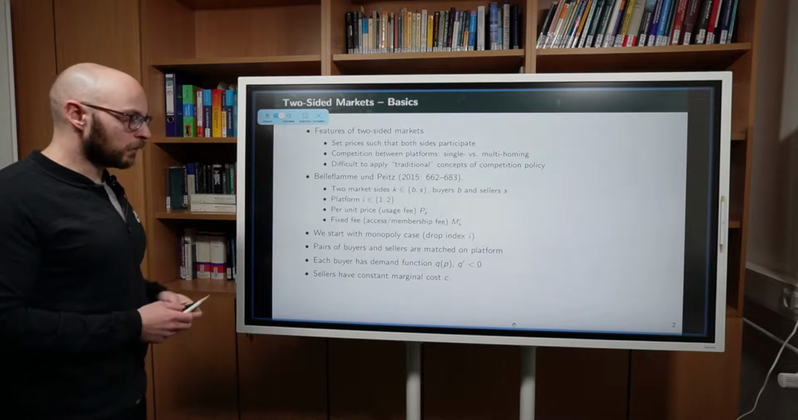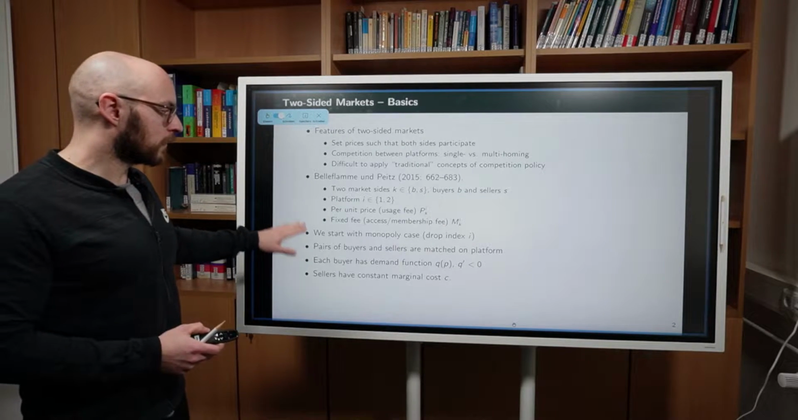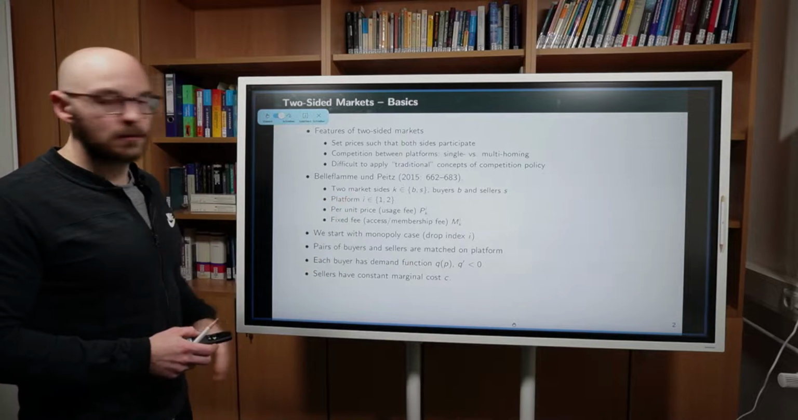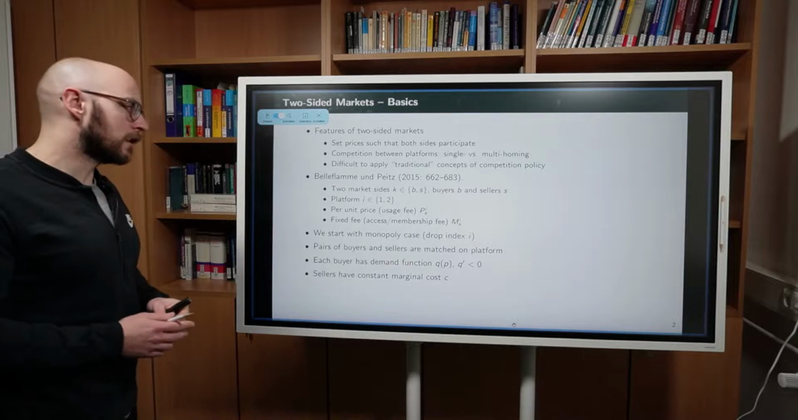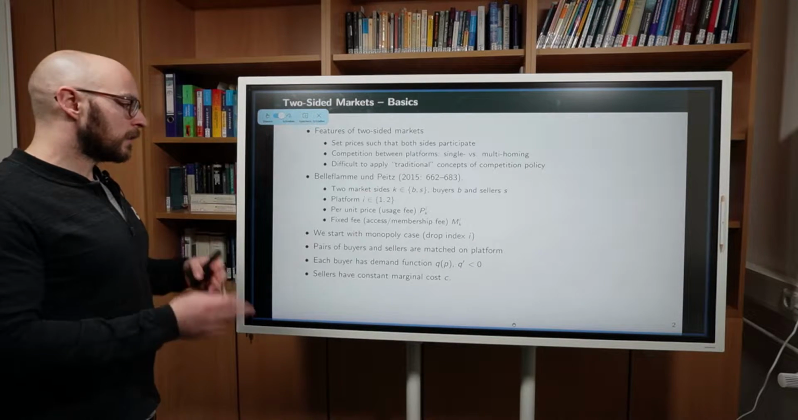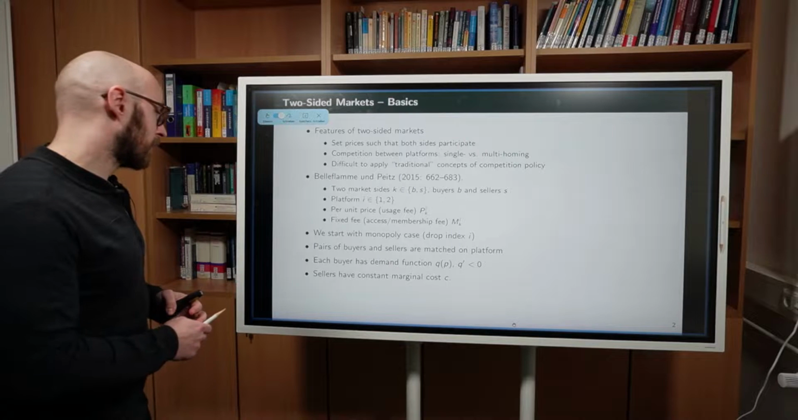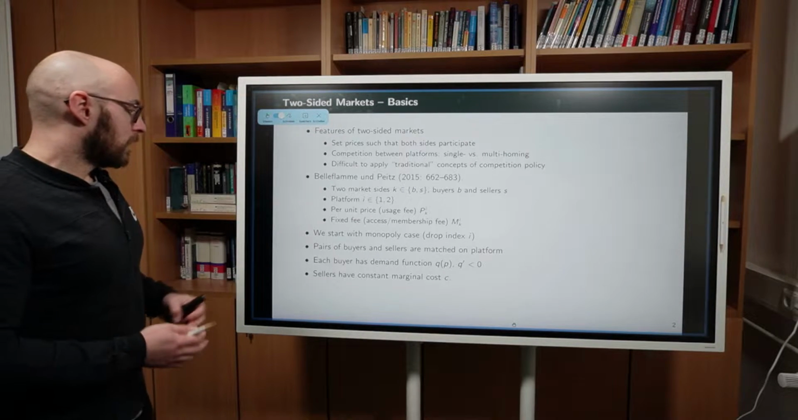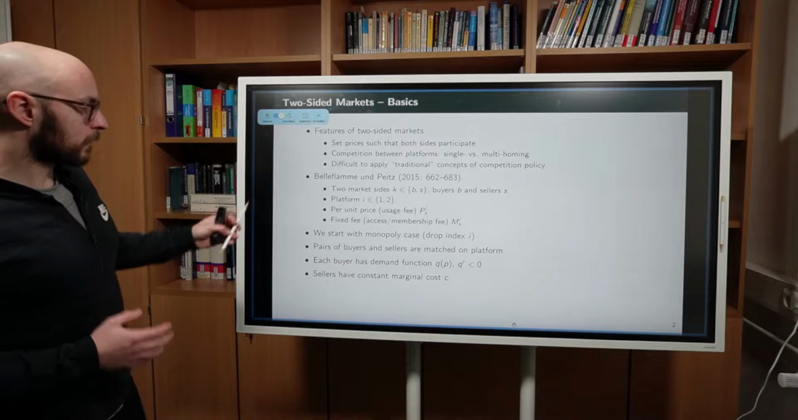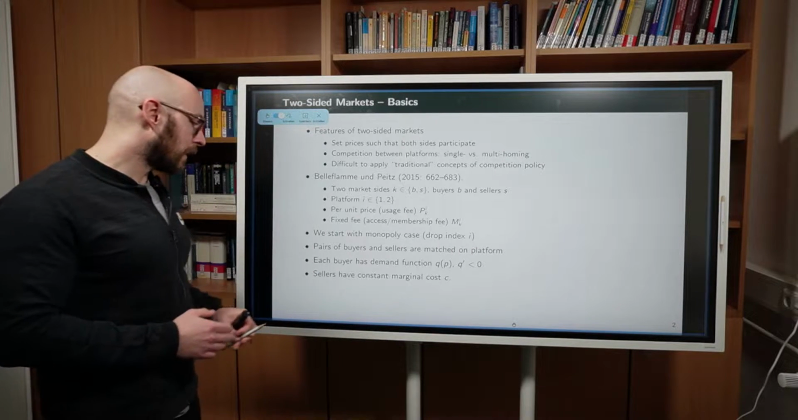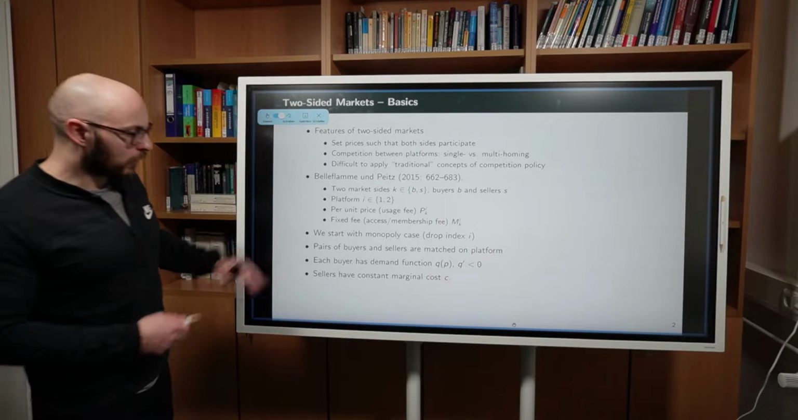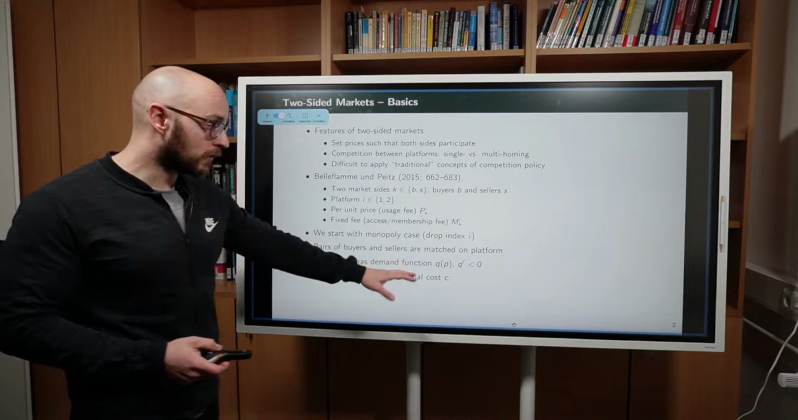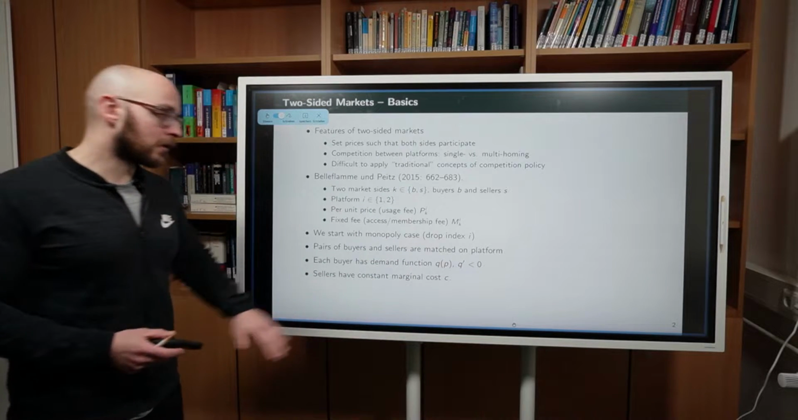In order to get started, we just look at a situation where we have one monopolistic platform, so the index i would be irrelevant, and we don't have platform competition, which makes the exposition a little bit easier. So what does the platform do? It basically matches buyers and sellers. To get an understanding, we assume that each buyer has a falling demand function, and sellers have constant marginal costs.